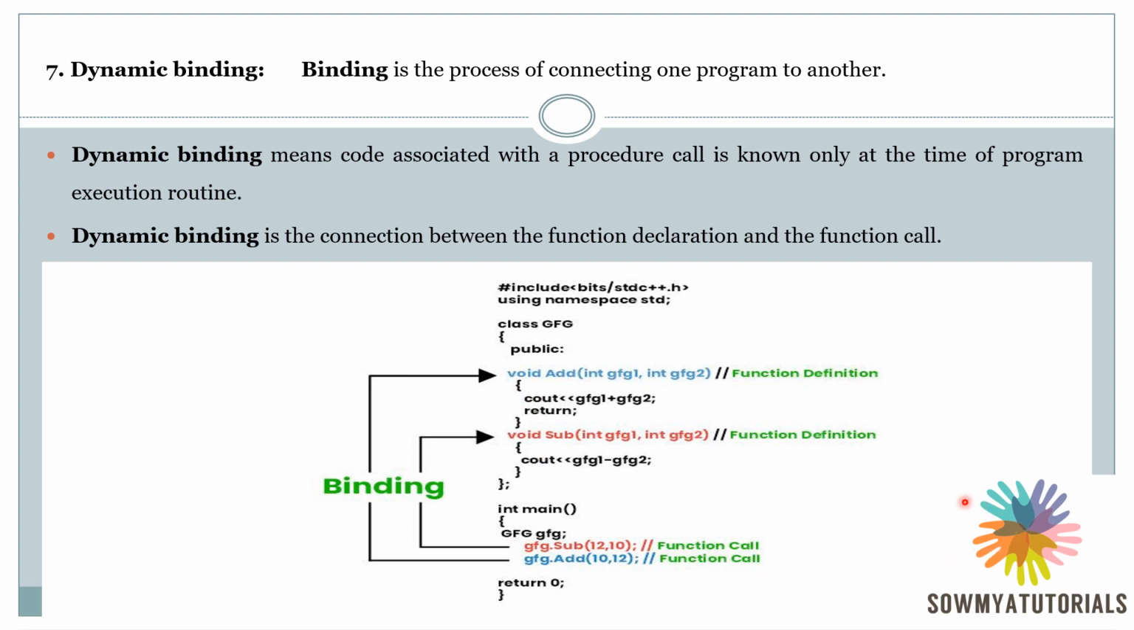So we choose a certain function to run until runtime, which is what is meant by dynamic binding. So that is the process of connecting the function call to the function definition. This is called dynamic binding.